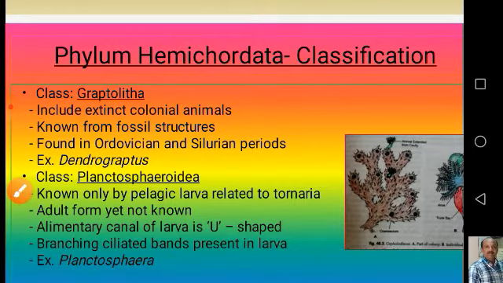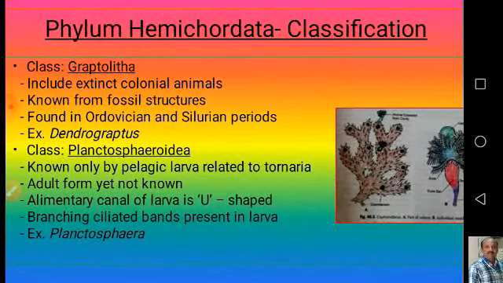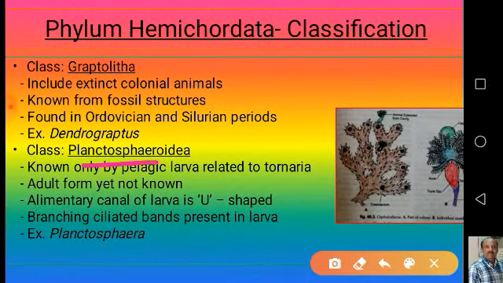The best example of this is Dendrograptus. Now coming to the next and last class of the phylum Hemichordata, class Planktosphaeroidea. These animals are known only by a pelagic larva related to Tornaria, and their adult forms are not yet revealed. Nobody knows the adult forms; they have yet to be discovered. The specialty of the digestive system is that the alimentary canal of the larva is U-shaped. But whether it becomes straight or remains U-shaped in the adult, we don't know.